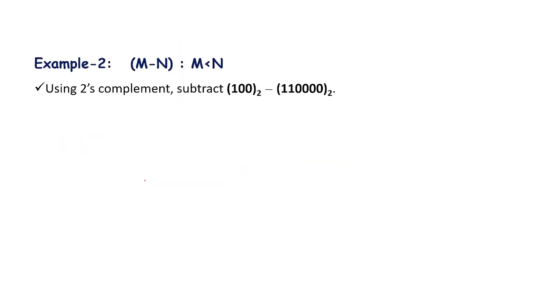Now we'll see the other case, where m is less than n. If m is less than n, obviously the result will be negative because we are subtracting n from m. So here m is 100, n is 110000. This is nothing but 4 in decimal, and this is 48 in decimal. So finally, if we subtract 48 from 4, we will get minus 44 in decimal. Let me verify and solve this problem with the help of 2's complement.